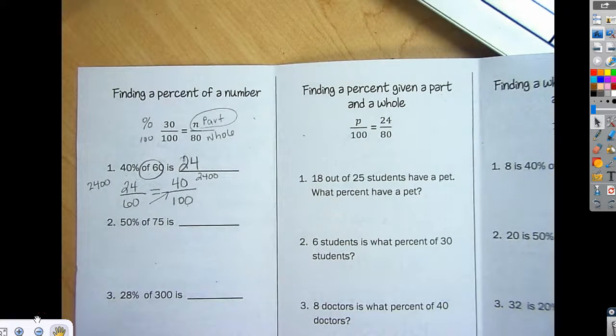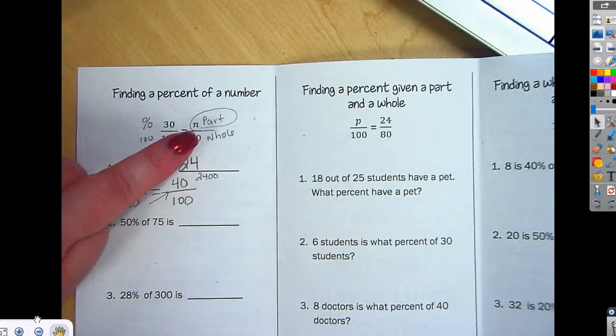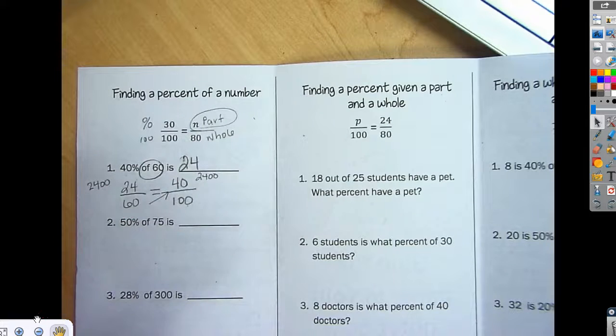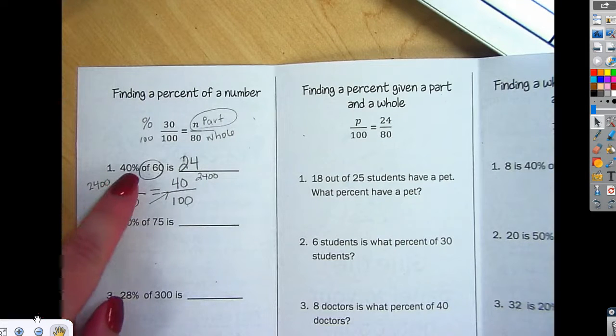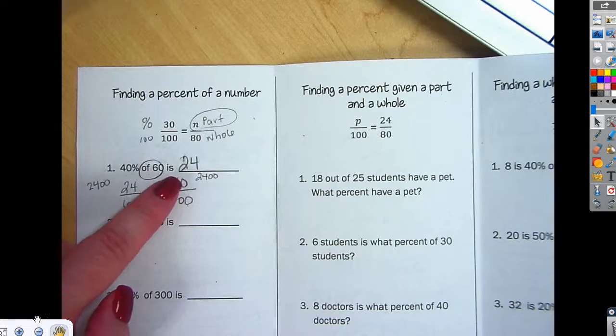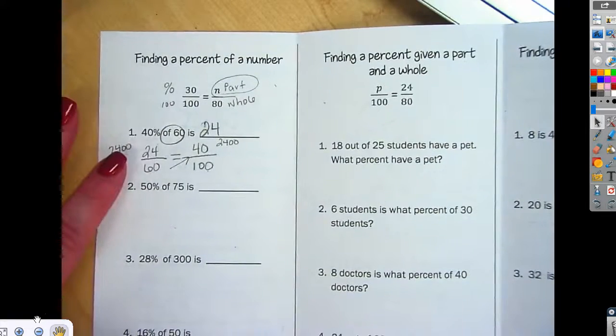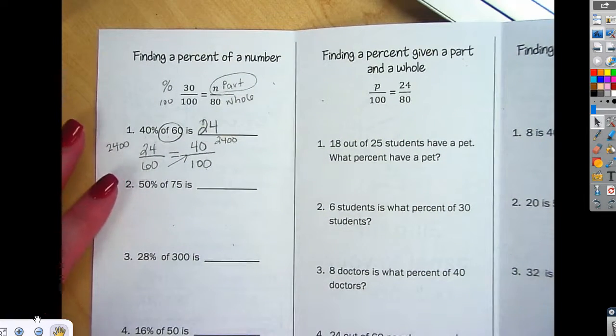Questions about that? These problems, when you're just finding the part, you could do those like we learned yesterday. You could do these on a calculator by saying 40% of, times 60 is, that means equals 24. So these problems you could do like we did yesterday. The rest of them you'll have to use the percent proportion.